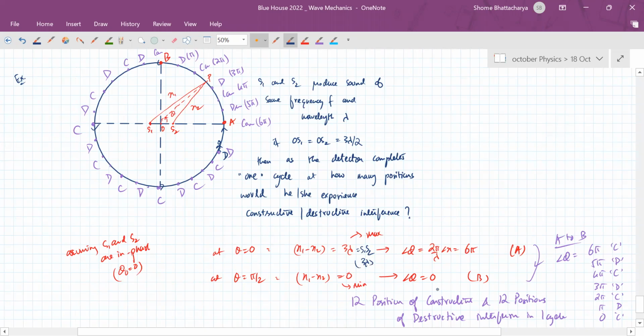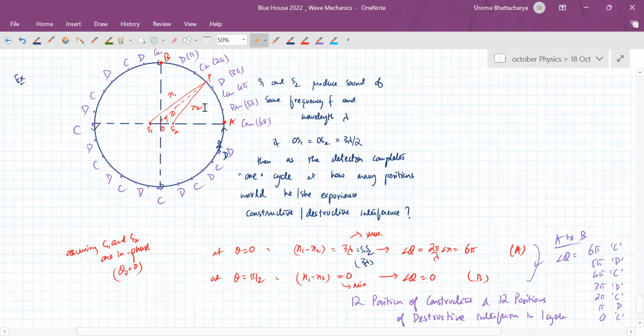So the phase difference is maximum, 6 pi. Now as you move from A towards the point B, you will see the difference X1 minus X2 starts reducing and it becomes 0 as you reach the point B. So every time you're going from a horizontal diameter point like A to a vertical diameter point like B, your path difference is decreasing from 3 lambda to 0. Then as you're going from B to the horizontal diameter on that side, it will start increasing from 0 to 3 lambda.